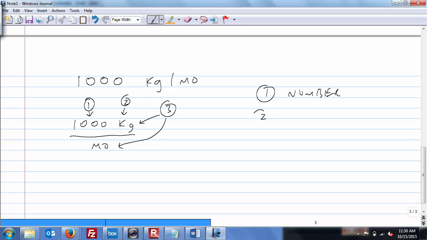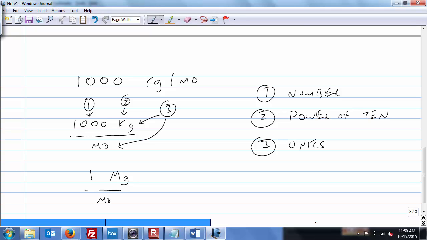So this is your number. Number 2 is your power of 10. And then the third one is your units. So grams are measuring mass, months are measuring time, K tells you got 1,000 grams, and 1,000 just tells you how much of this stuff you've got. Now, we could write it like this. We could write it as 1 megagram per month. Same thing.